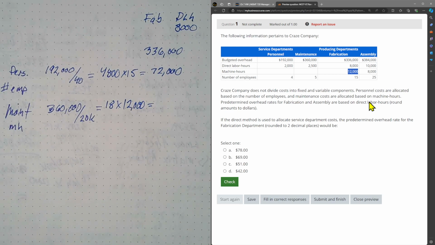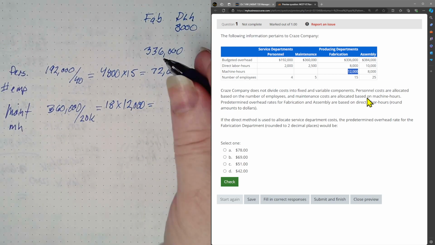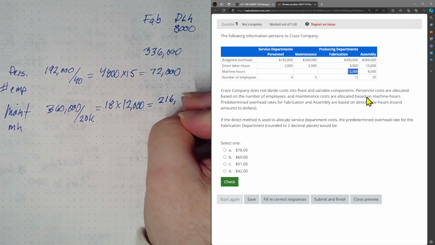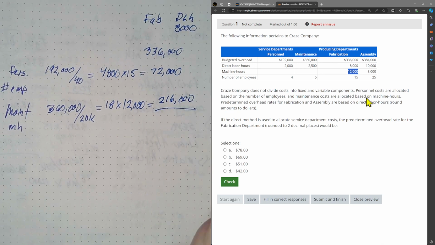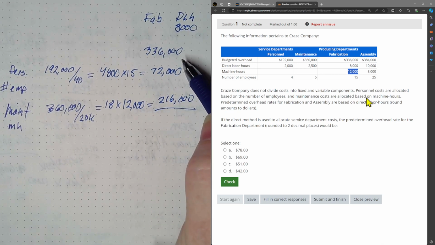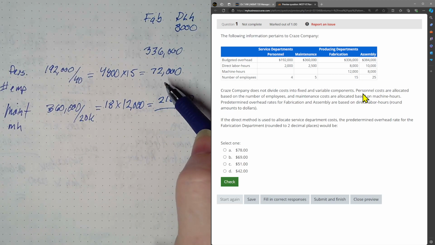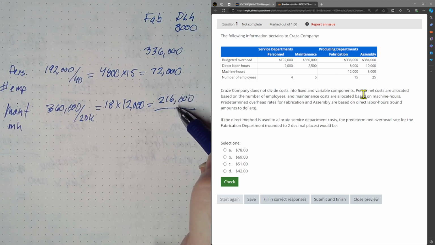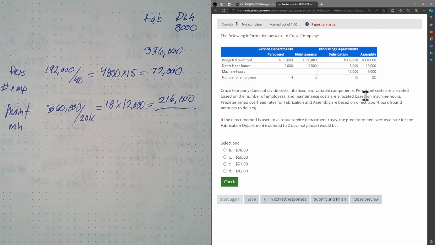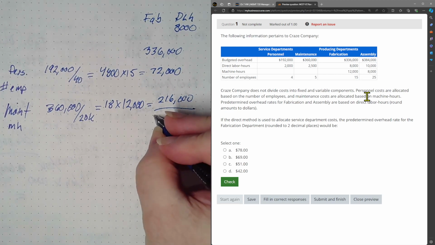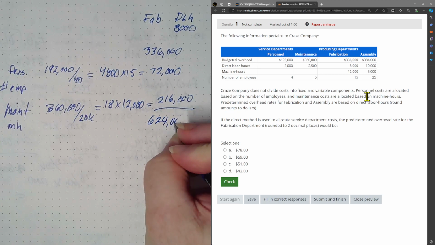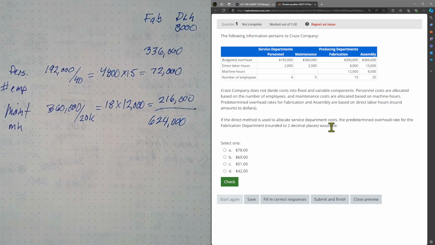So times 12,000 equals 216,000. So here is the fabrication department's original costs. Here's the amount that we're assigning it from personnel. Here's the amount that we're assigning it from maintenance. Let's add those three together. I get 624,000. And it wants to know not the total cost, it wants to know the rate.